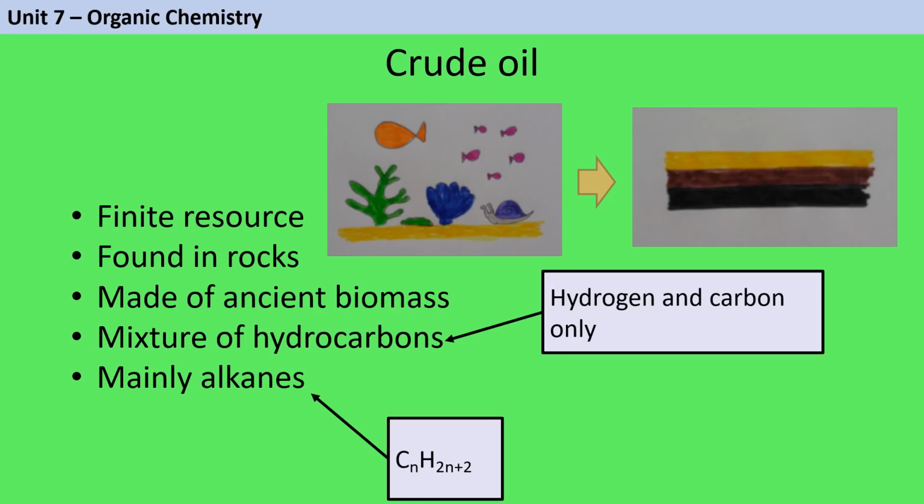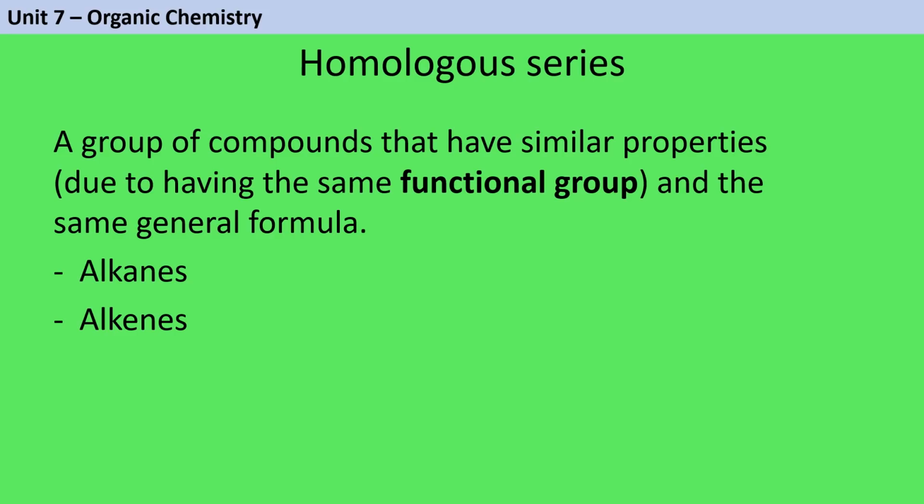It's a mixture of hydrocarbons, so compounds that are made of hydrogen and carbon only, absolutely nothing else, and those hydrocarbons are mainly a type called alkanes. Alkanes are an example of a homologous series. This is a group of compounds that have similar chemical properties, and the reason they have those similar chemical properties is because they have the same functional group. So the functional group is a small number of atoms that are bonded together, and they have a particular kind of chemistry that we see in all the members of that homologous series.